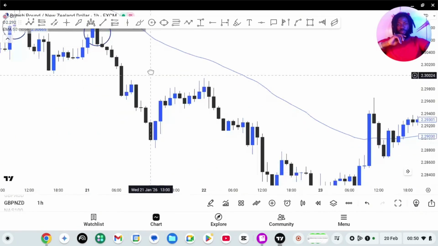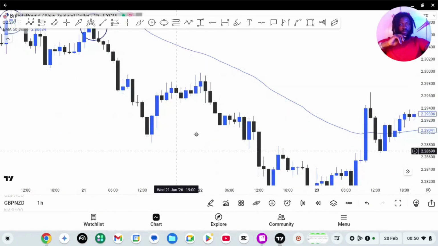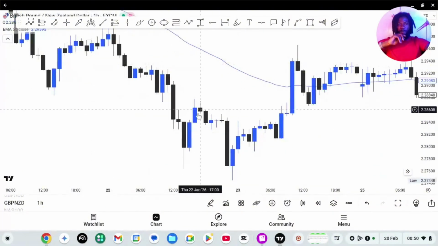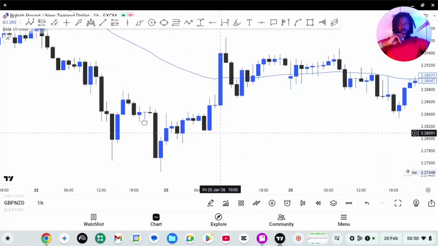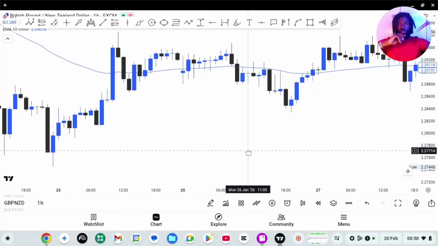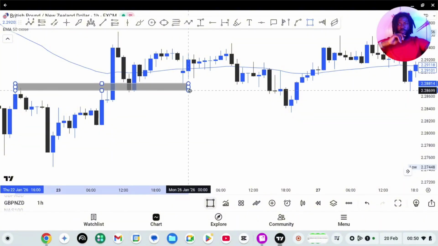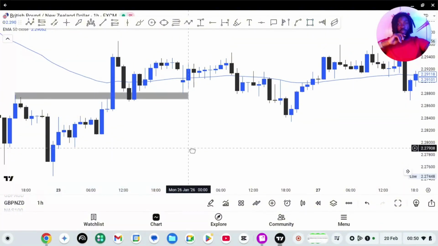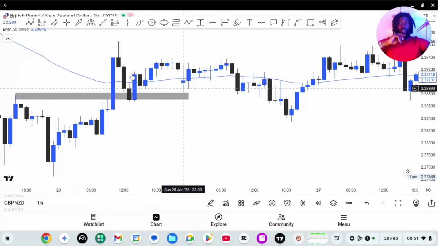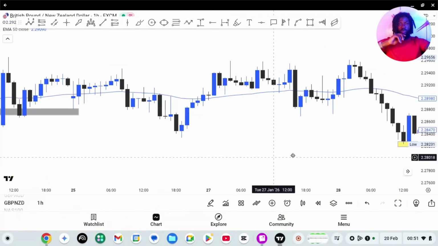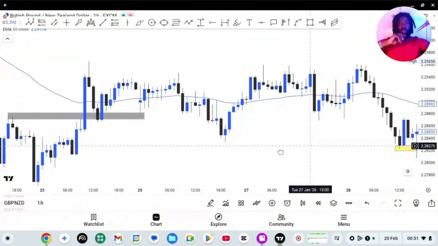Now let's be spotting them. As you can see here, another engulfing candle. So this is not a strategy, we are just showing you the candlesticks, how powerful they are when you spot them in the right place.